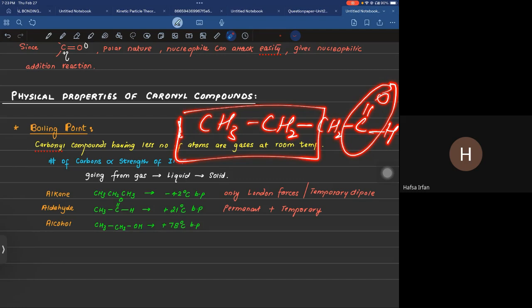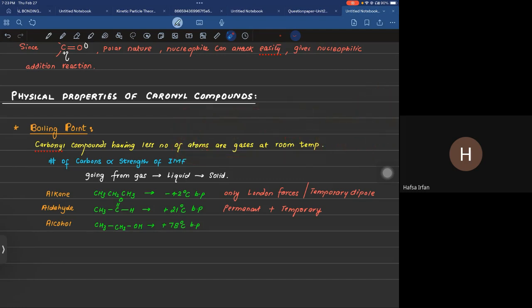So as the number of carbons increases, there should be the simple force, that is your London force, or I can say ID force, that is the temporary force, and also the permanent dipole. Why? Because you have a functional group that is C double bond O. Obviously, due to the difference in electronegativity, oxygen is having partial negative charge and carbon is having partial positive charge. So in this, both forces are there, while in alcohols, hydrogen bonding is also there.